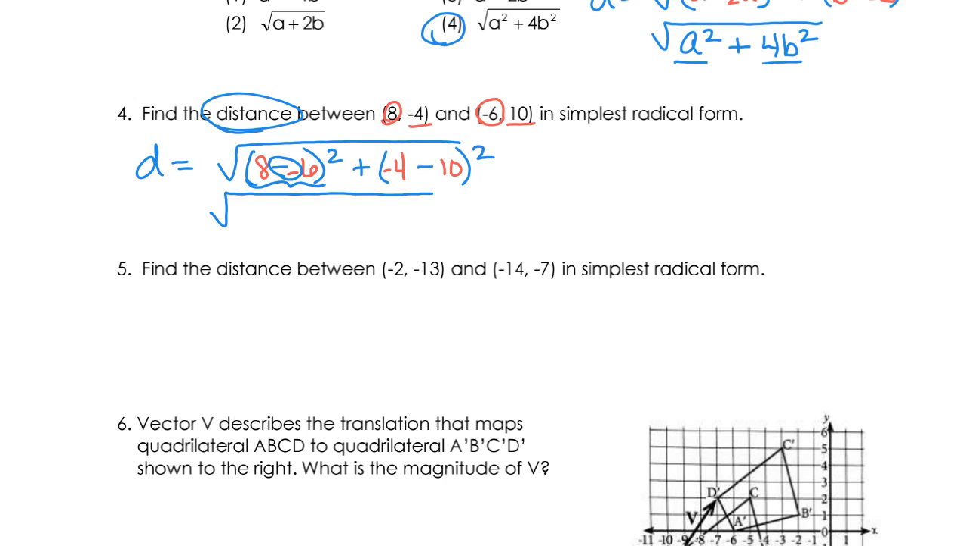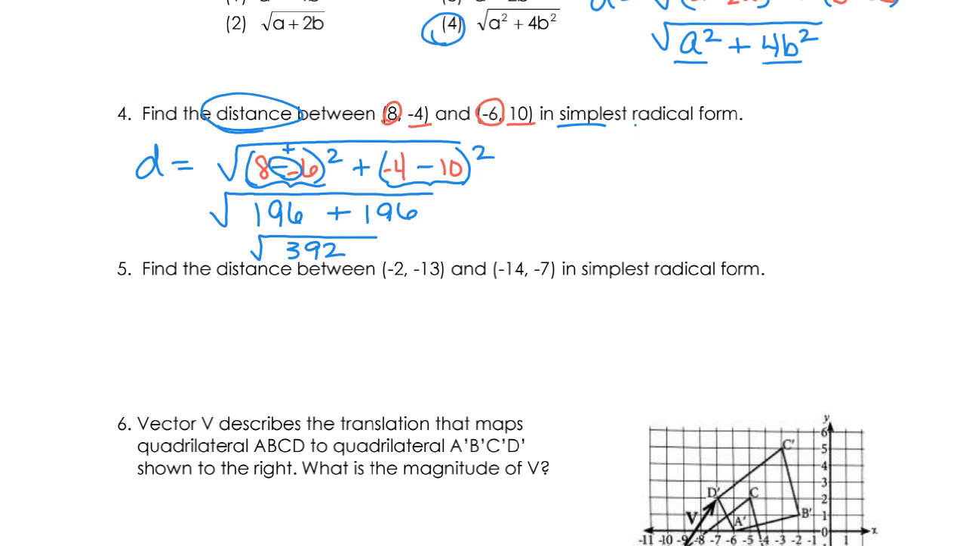8 minus a negative 6 is really 8 plus 6, which is 14, and 14 squared is 196. Keep the plus sign. Negative 4 minus 10 is negative 14, and negative 14 squared is the same thing as positive 14 squared, which is 196 again. We're going to add them together. 196 and 196 make 392.